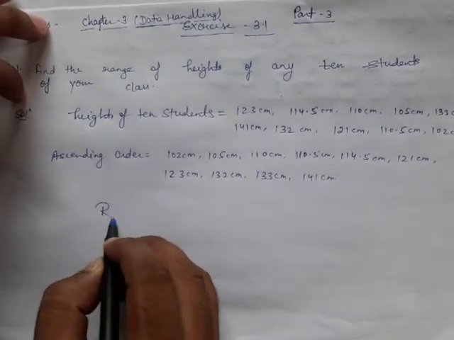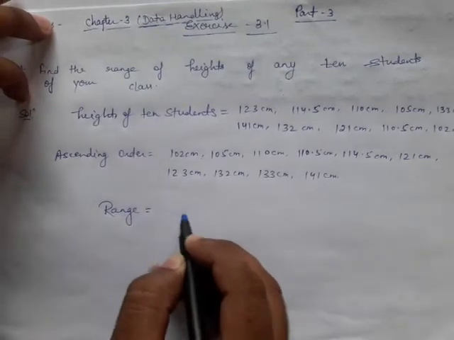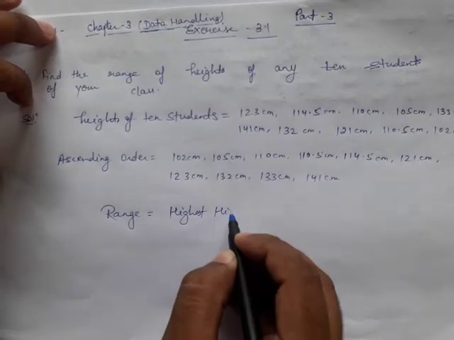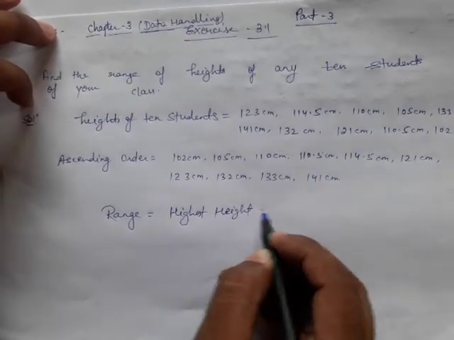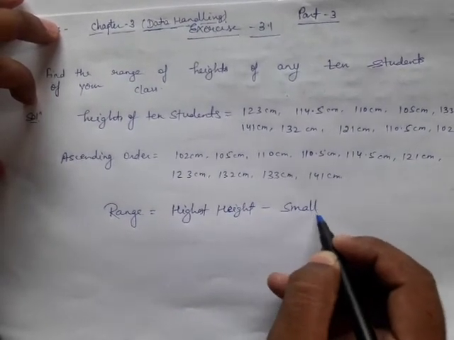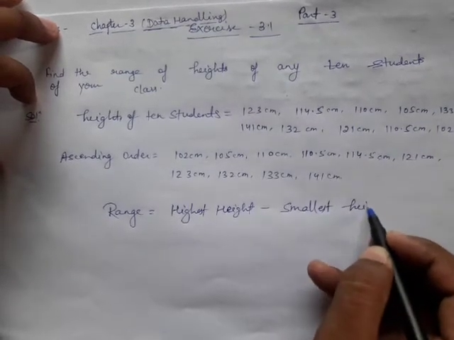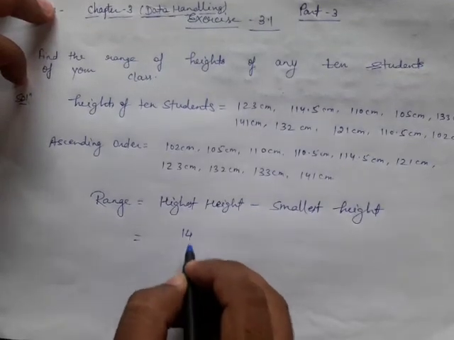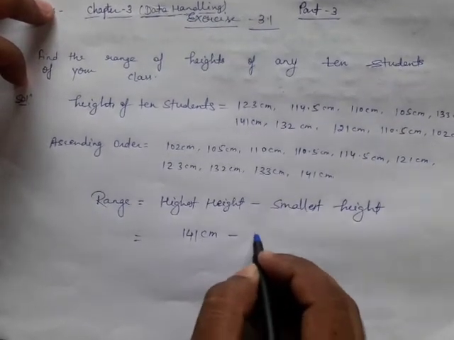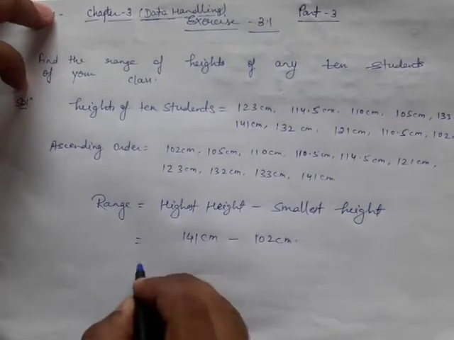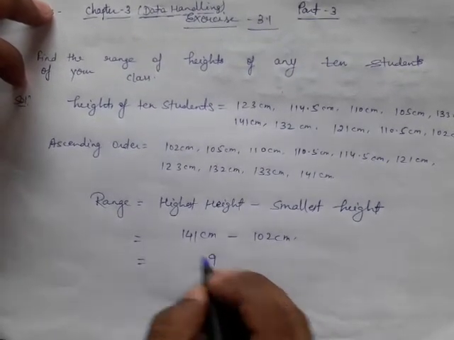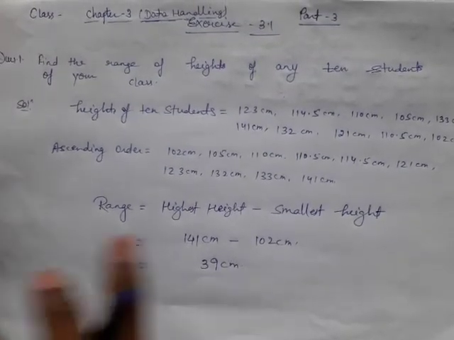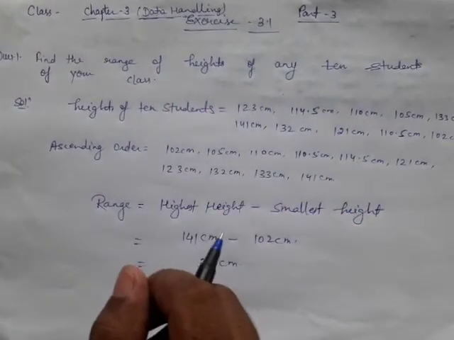After that you write the formula of range. Range means highest height minus smallest height. Highest is 141 centimeter, smallest is 102 centimeter. 141 minus 102 is 39 centimeter.